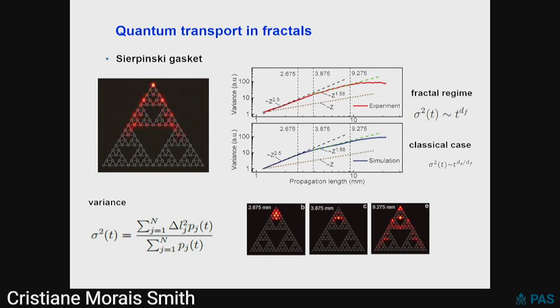What is very important here is that when it has entered the fractal regime, the exponent is the Hausdorff dimension, which is different from the classical prediction, which was the spectral dimension divided by the Hausdorff dimension. So a quantum ant in the labyrinth is behaving differently than the classical ant.